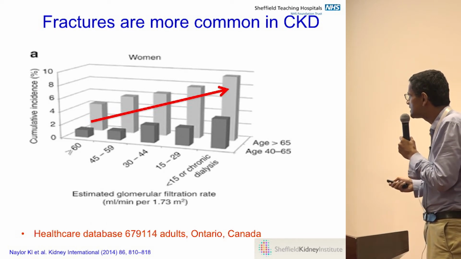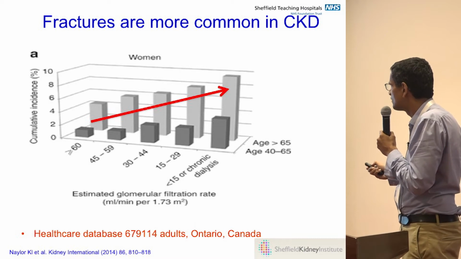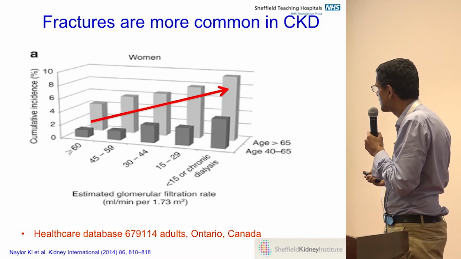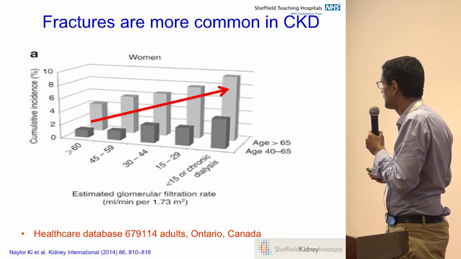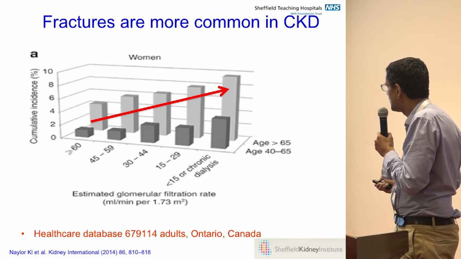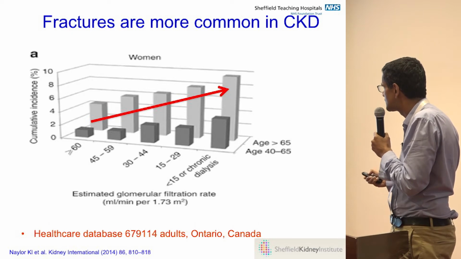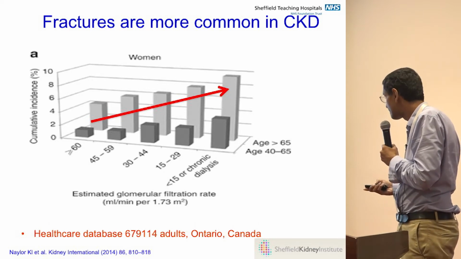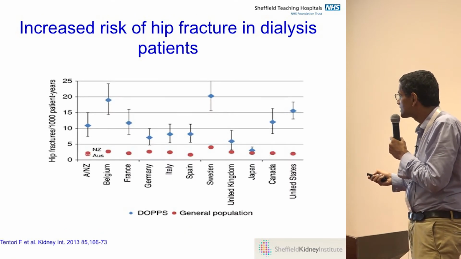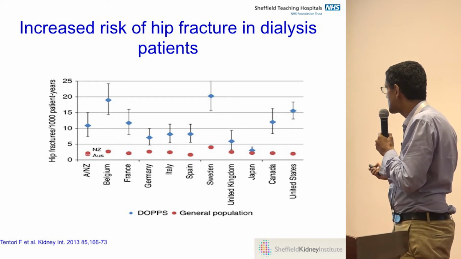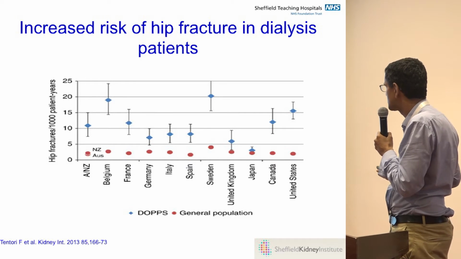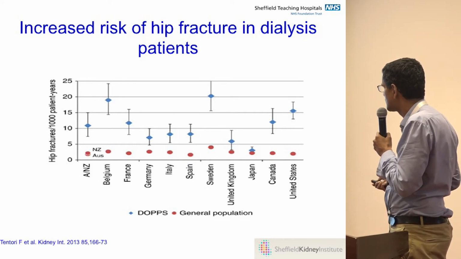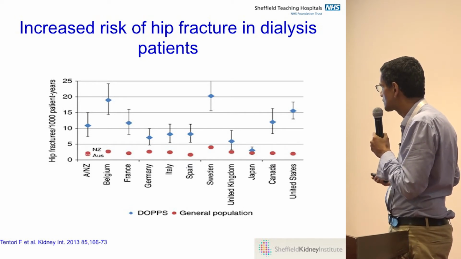So this is a Canadian database in women, but the same kind of picture in men, which is as your CKD stage declines, as your EGFR declines, your fracture risk increases significantly. And this is DOPPS data, again showing a similar thing, which is in the blue dots patients on dialysis. The red is the general population, and you see a much higher risk of hip fracture.